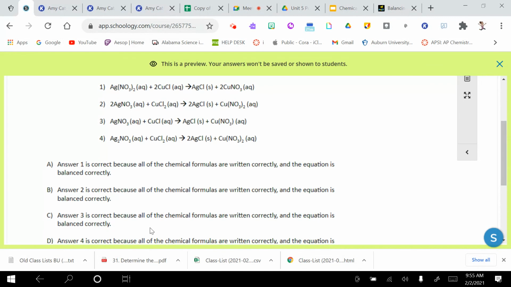If it's like NO3, but that's all in parentheses, does the 3 go to the N too? The 3 inside the parentheses only goes with the oxygen. If there was a number outside the parentheses, then it would.